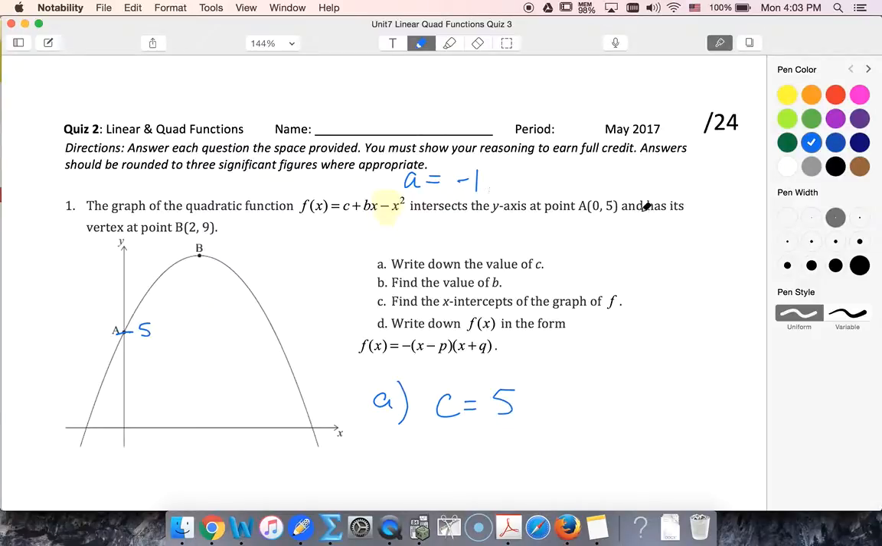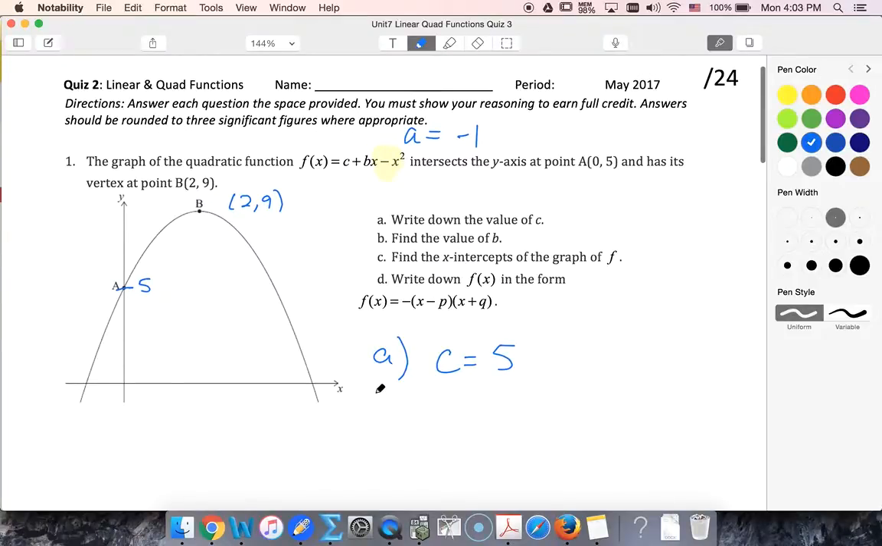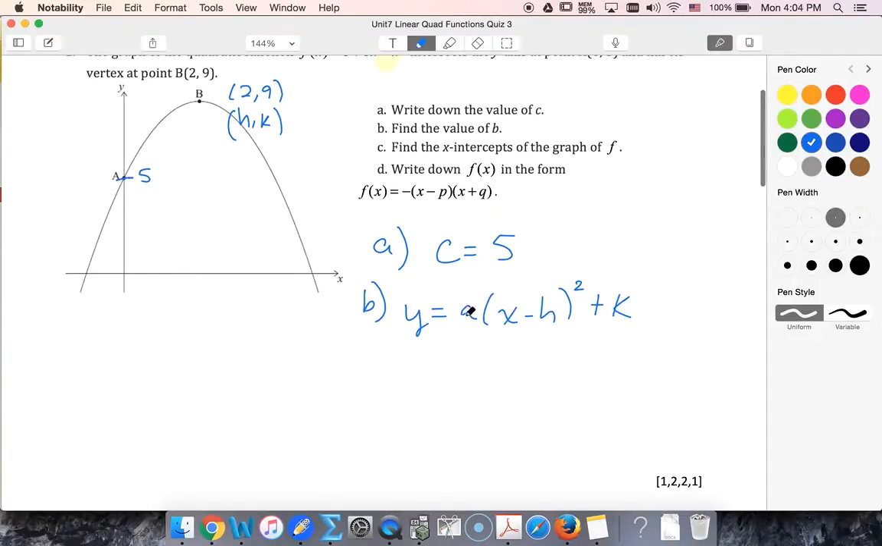Okay, let's keep reading. Has its vertex at B, which is 2, 9. Well, it has its vertex at B. This tells me I could use vertex form. So vertex form, remember, is a times x minus h squared plus k. My 2, 9, that's my h, k. So I can come down here, plug in everything we know. Remember, we know that A is -1. So -1 times x minus 2 squared plus 9.